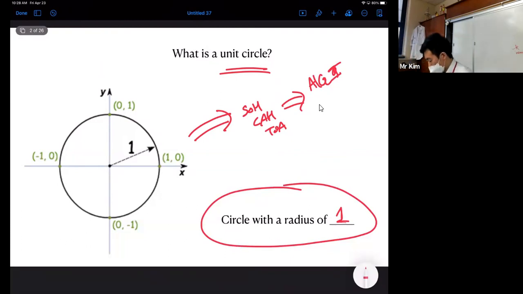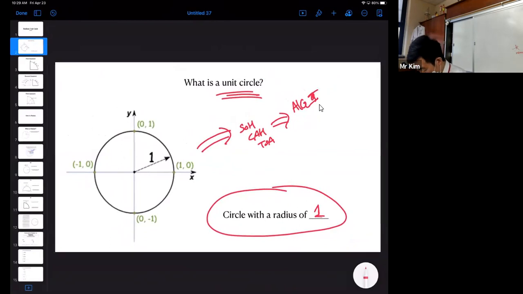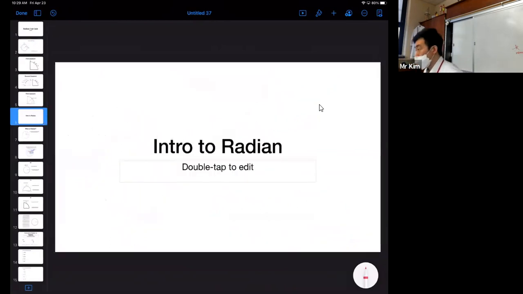Okay. So a unit circle is a circle with a radius of 1. But I can't really talk to you guys about the unit circle if you have no idea what radians are. So I'm going to help you understand what radians are. It's one of those things where I always kept telling you, hey, check your radians, and check your mode to change from radians to degrees.